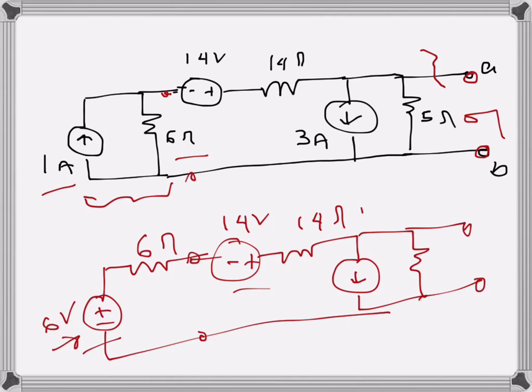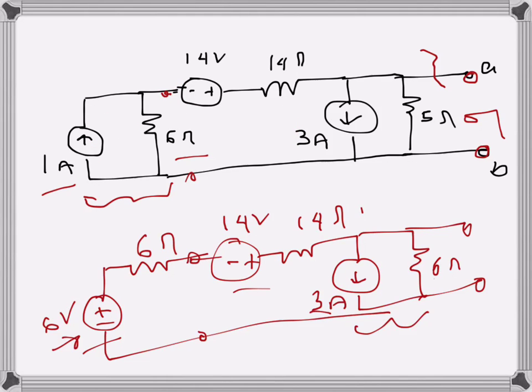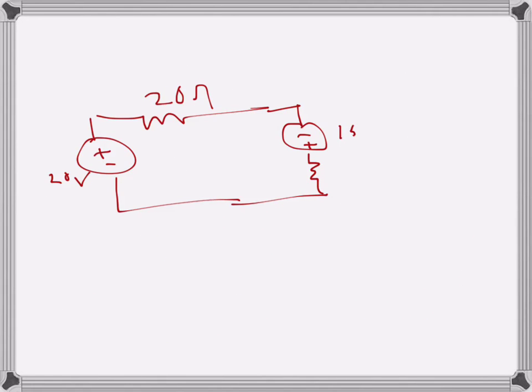And in addition, I will convert this current source and the parallel resistance into a voltage source and a series resistance. So I will do this conversion of this current source as well. It will become like this, the polarity will be downwards. The value will be 3 times 5, that's 15 volts, and the resistance will remain 5 ohms. So I need to find VOC here.